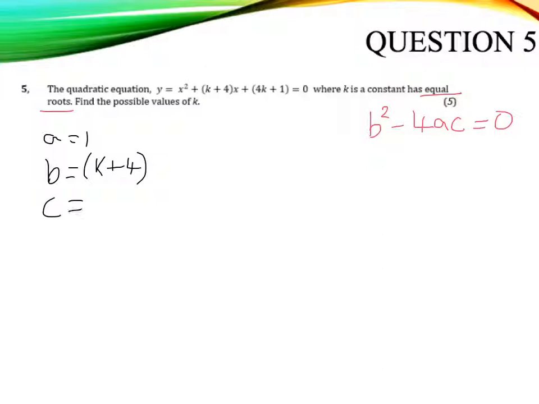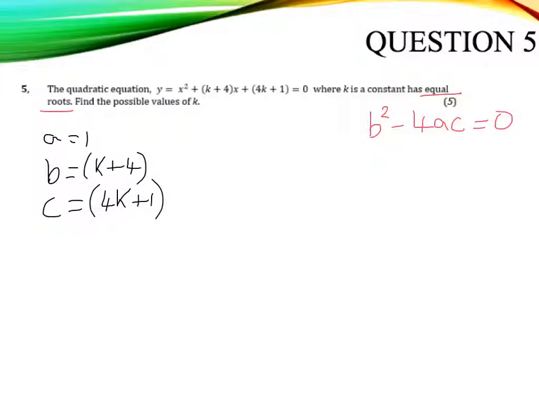And c, this is where people can make silly mistakes. You might look at this and go, oh, c is 1. c actually is the whole term at the end, this constant term. If k takes on some value, let's say 2, then this will be 4 times 2, which is 8, plus 1 is 9. So this is all c here. Again, I'm going to keep it in brackets just for tidiness, so 4k plus 1.